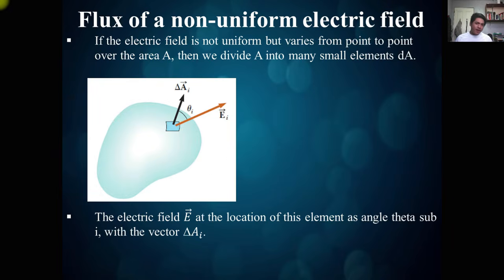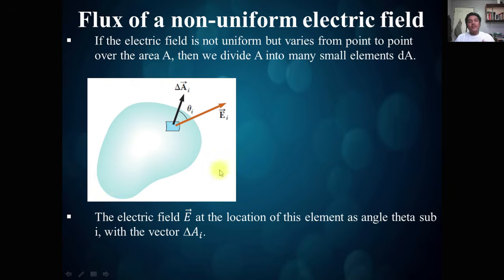So, how about if the flux is through a non-uniform electric field? Or if the electric field is not uniform but varies from point to point over the area A. For example, we have this kind of shape. You can hypothesize that we have an electric field passing through this area. Let's imagine that we have a couple of electric fields passing through this surface.